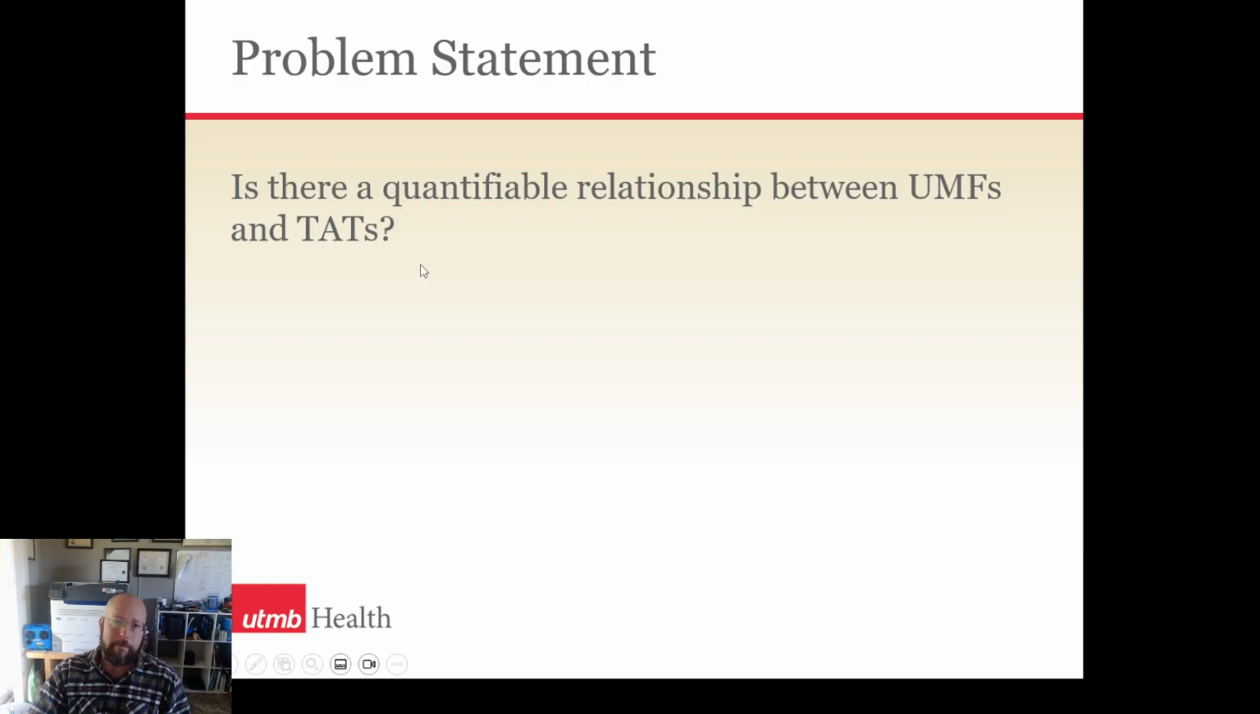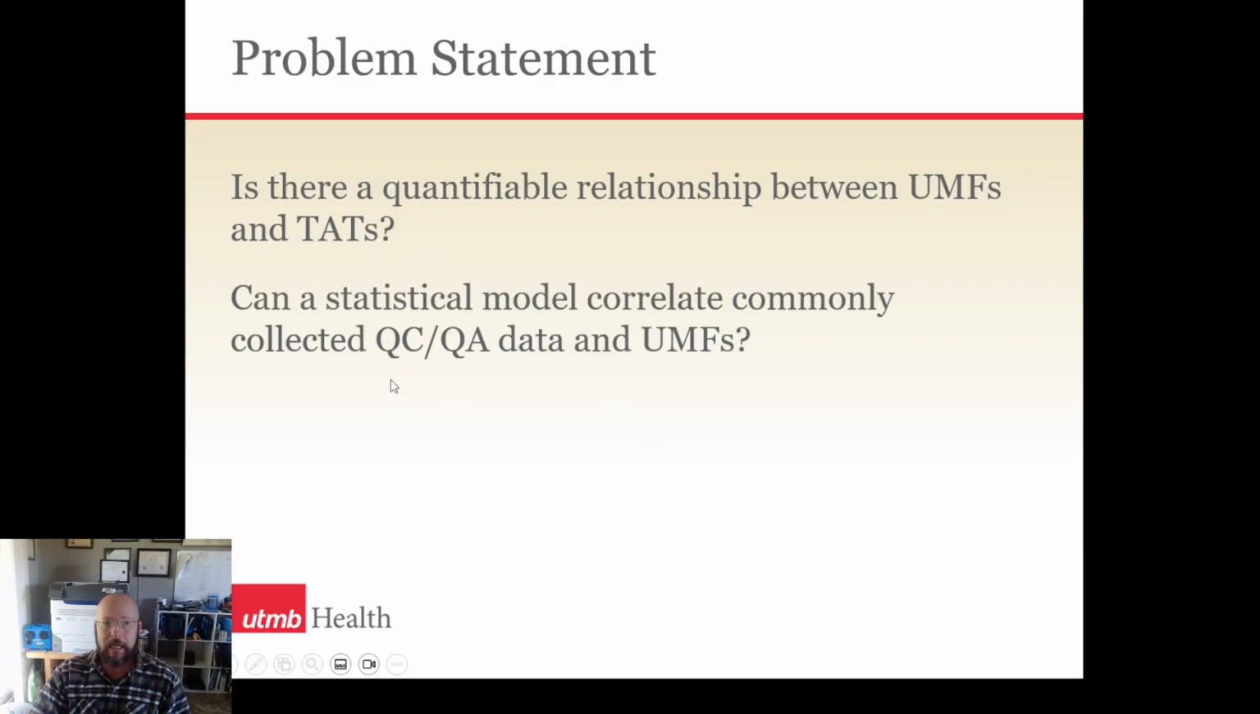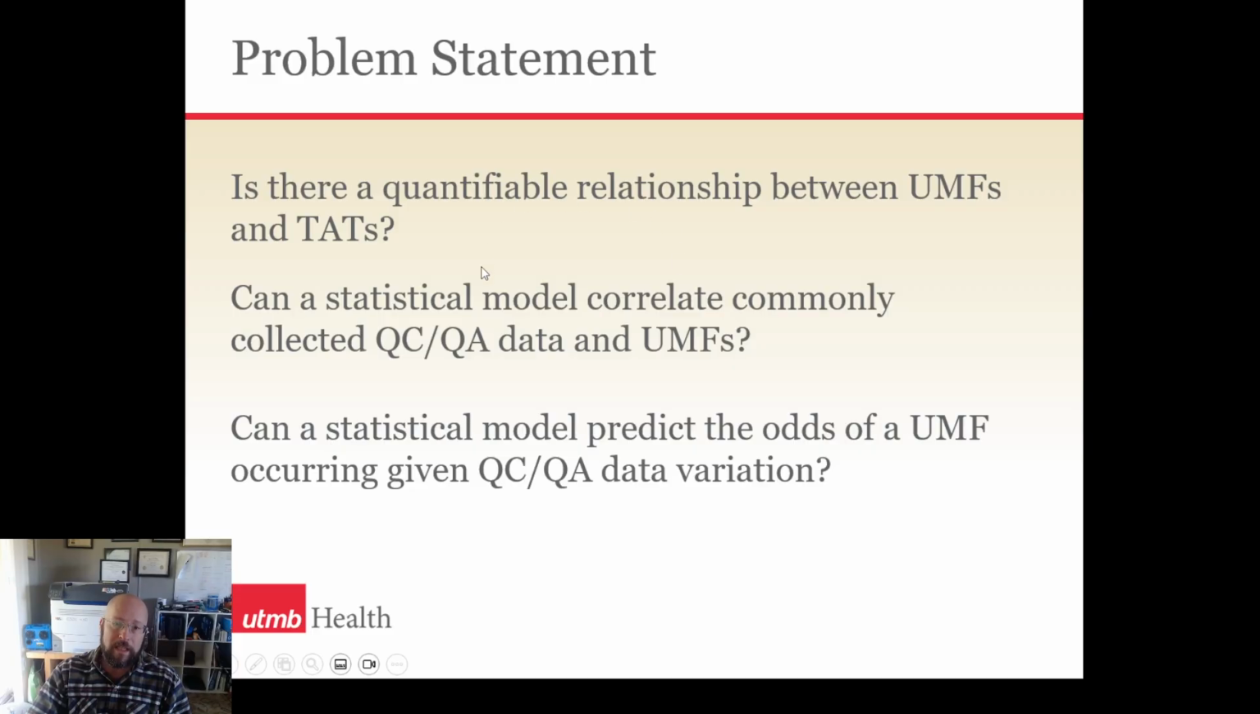So my problem statement for this was simply put as, is there a quantifiable relationship between mechanical failure and turnaround times? Can a statistical model correlate the QC and QA data with mechanical failure? In other words, do mechanical failures trigger some sort of a deviation in QC and QA? And then once we have a model that correlates those two things together, can a statistical model then be used to predict mechanical failure given deviations in that QC and QA data?